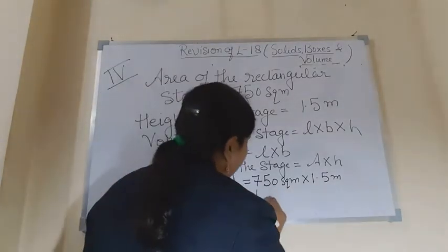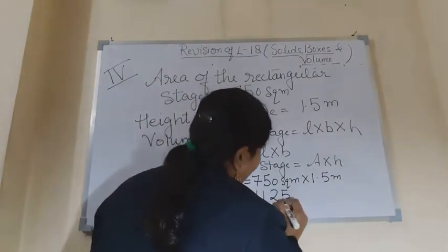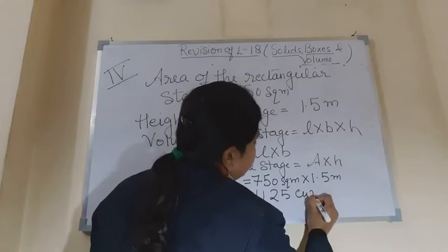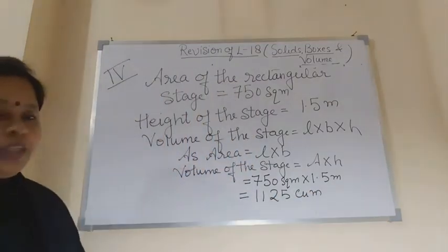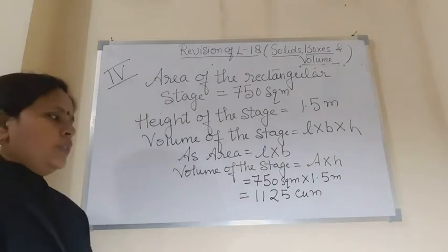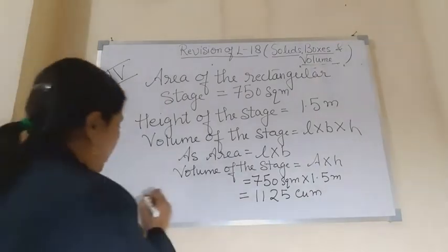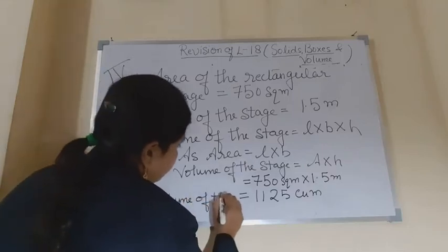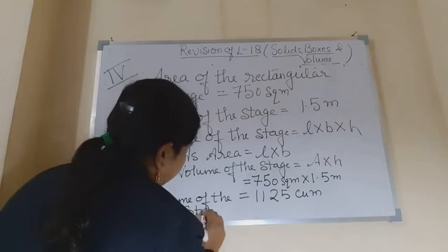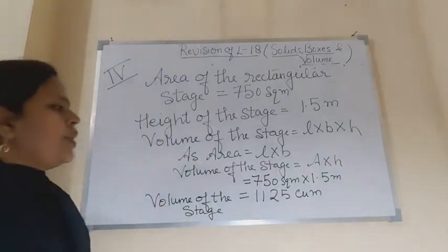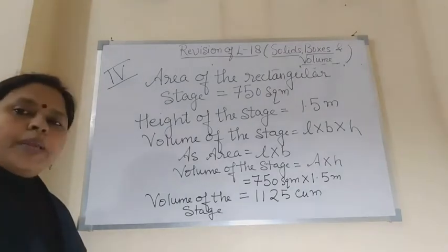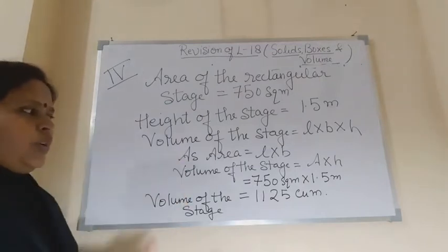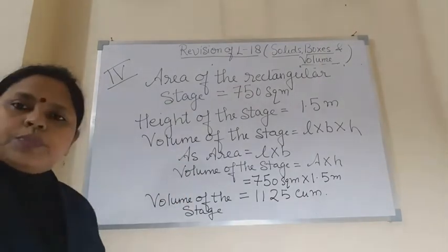We get 1125 cubic meter as volume. So this is the volume of the stage. 1125 cubic meter. And this is our answer. The volume of the stage is equal to 1125 cubic meter.